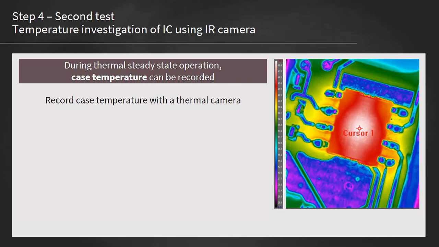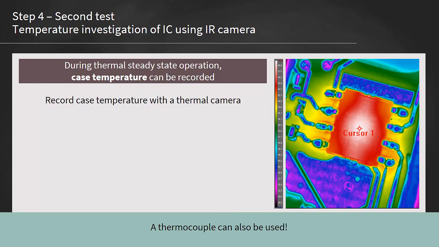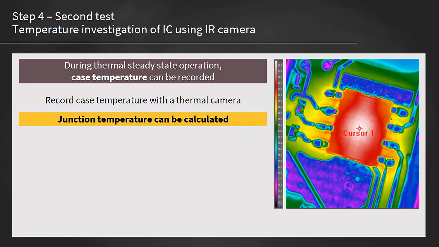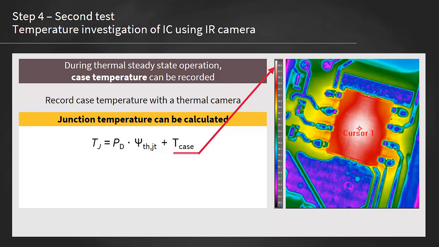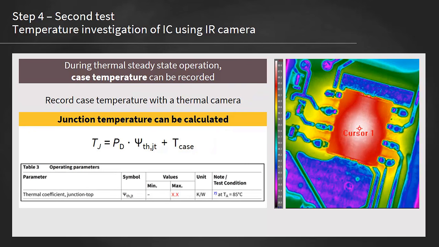The easiest way is to record the case temperature with a thermal camera. If this is not an option, a thermocouple can also be used, making sure that the case temperature is properly measured. Now, the junction temperature can be estimated using the following formula based on the calculated power dissipation and on the measured case temperature. Note that the case temperature can be obtained from the thermal measurement and that the thermal coefficient junction to top is given in the datasheets of the selected Infineon gate driver ICs. Afterwards, the junction temperature is ready to be calculated.